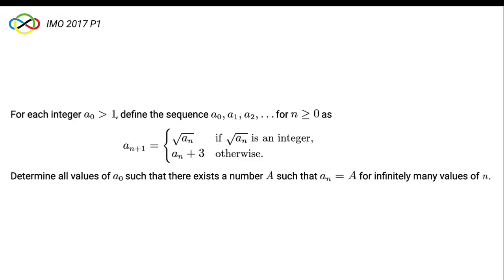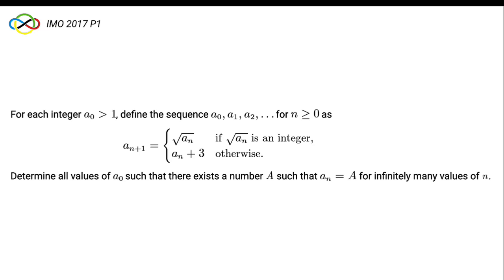So, the problem says, for each integer a0 greater than 1, define the sequence a0, a1, a2, and so on, for n greater than or equal to 0, as a(n+1) equals the square root of an if the square root of an is an integer, and an plus 3 otherwise.